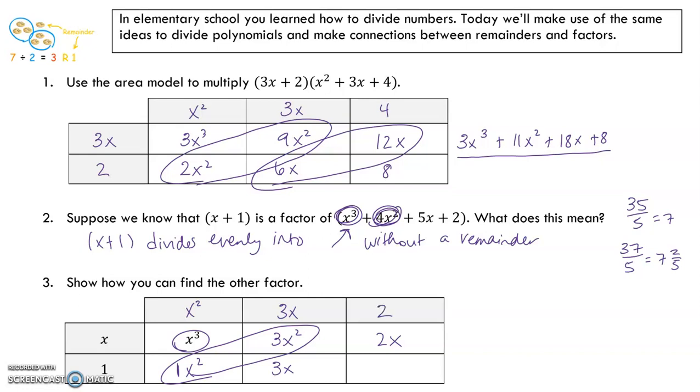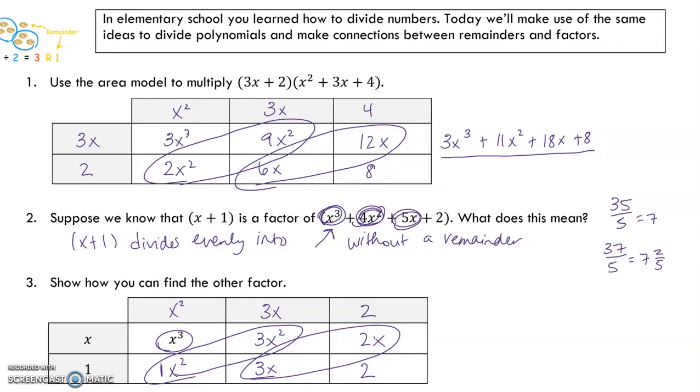X times 2. And so now I can figure out this last box. 1 times 2 gives me a 2. And again, this took care of this term right here. So what this means is that when I took x cubed plus 4x squared plus 5x plus 2 and divided it by x plus 1, that result was x squared plus 3x plus 2. That is the result of taking this big cubic divided by this binomial, or this linear factor. My result is this quadratic polynomial, x squared plus 3x plus 2.